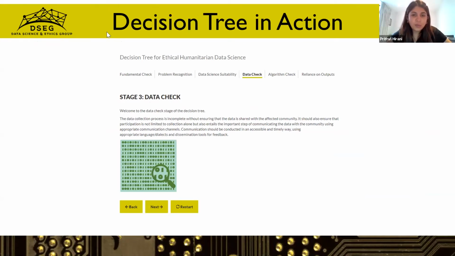So, as Rob was showing you, the decision tree takes you on a journey across these different stages. Assuming that you've passed your fundamentals check, your problem recognition and the suitability of data science, you've been through these stages. What we want to zoom in on today, especially when we're talking about responsible, ethical, but also very inclusive AI, is that the question of data is tied to this very closely and centrally.